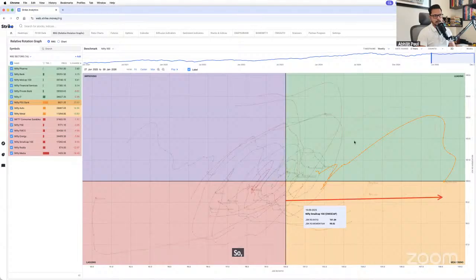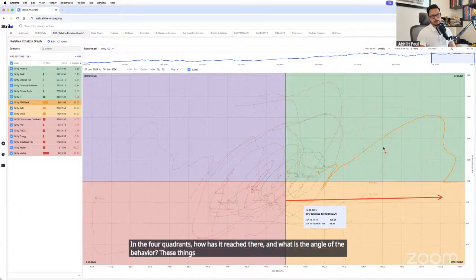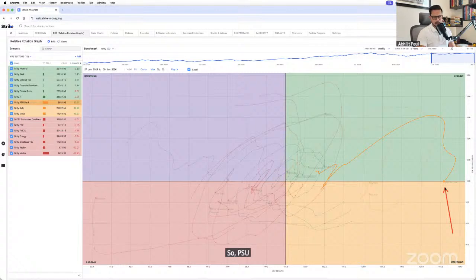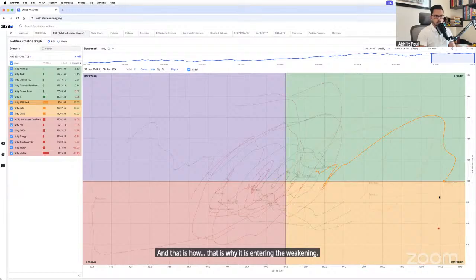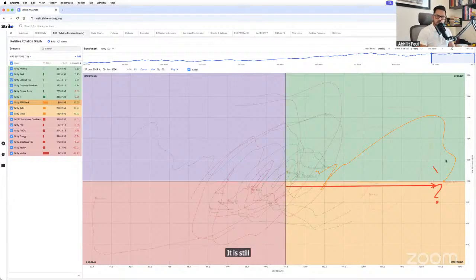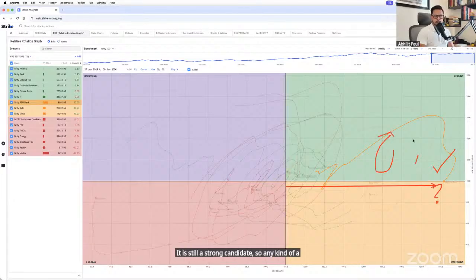So where is the positioning of the sector or the stock in the four quadrants? How has it reached there? And what is the angle of the behavior? These things matter. So PSU Bank, what is the reading? Huge amount of relative strength, has lost the momentum of relative strength, and that is why it is entering the weakening quadrant. So how should we read this? Because we are doing relative strength analysis, because it has huge relative strength, it is still a strong candidate. So any kind of revival, any kind of bounce back, one should look into.